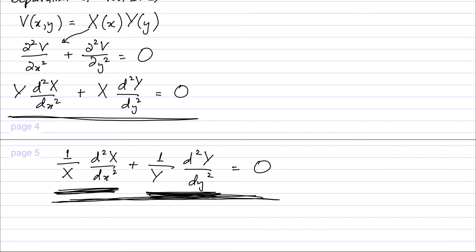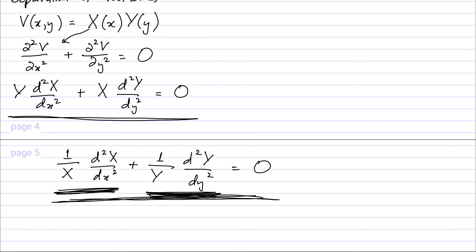And now if one of those terms changes and the first term does not change, then there's no way that this equation can still be satisfied. So the only way that this equation can be satisfied is if the second term does not change, which means that this is a constant.